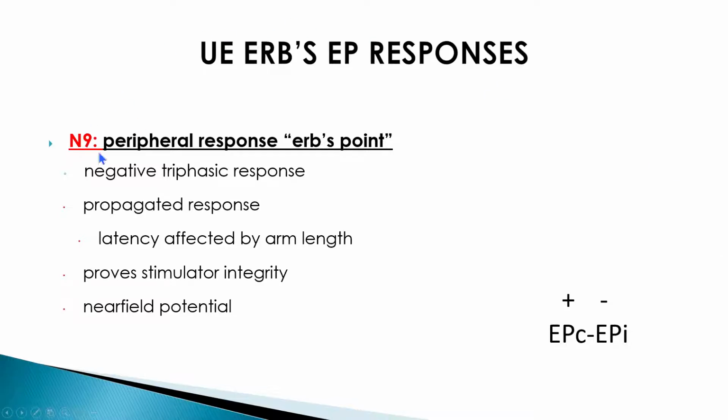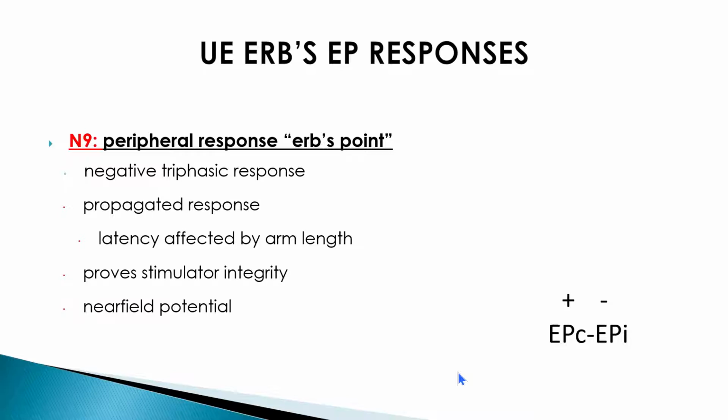So the N9 is a peripheral response. We also call it an Erb's point response. It's a triphasic response. I'll show you why we call it that in a second. It's also a propagated response. It's propagated because we can move the electrode and it'll change where that latency is. It's also affected by how long the patient's arm is. The longer the arm, the longer the latency.